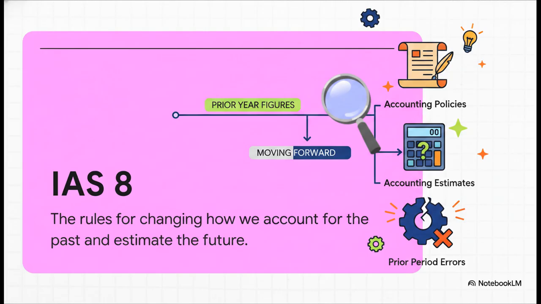IAS 8 dictates exactly when we are allowed to touch prior year figures versus when we just adjust things moving forward. It deals with three distinct things: accounting policies, accounting estimates, and prior period errors. And let me tell you, knowing the difference between these three is exactly where the exam marks live.